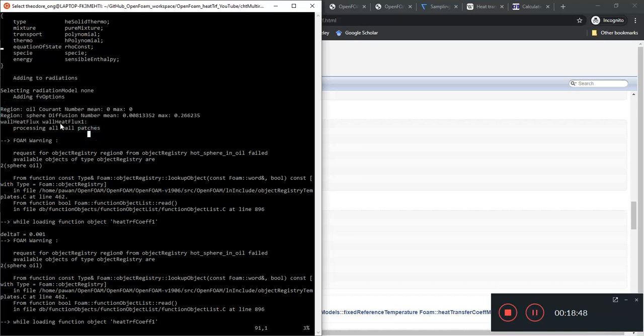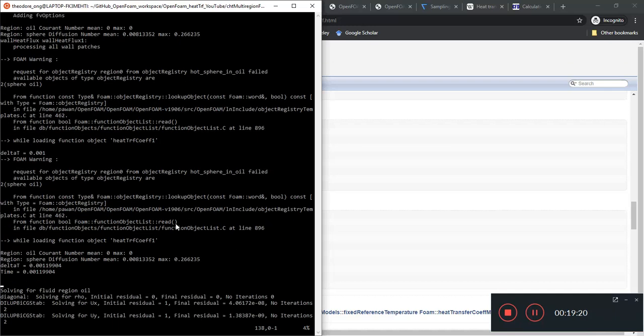We have an error. Okay, so wall heat flux processing, yes, it's working well. But then it gives a warning, a request for object registry region 0 from object registry hot sphere in oil field. So what it's saying is that you need to specify the region. Okay, so we'll need to put in a region entry in there. If not, it will not calculate properly. So you have to resolve all these errors as they come up.